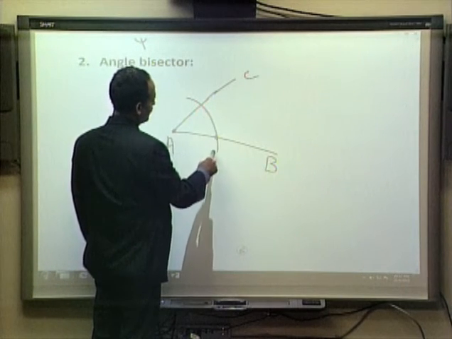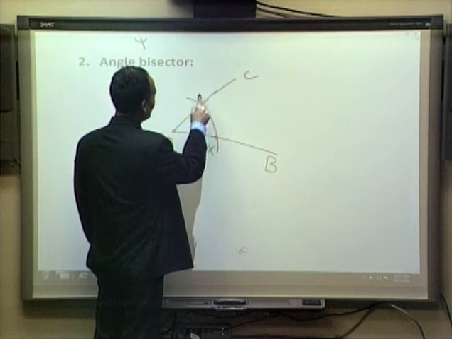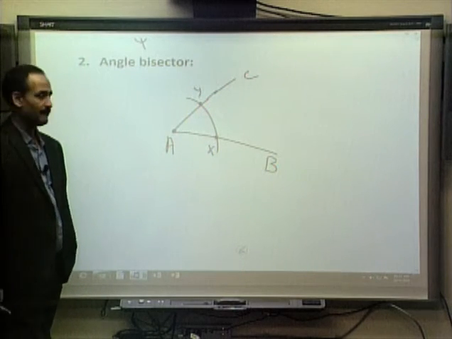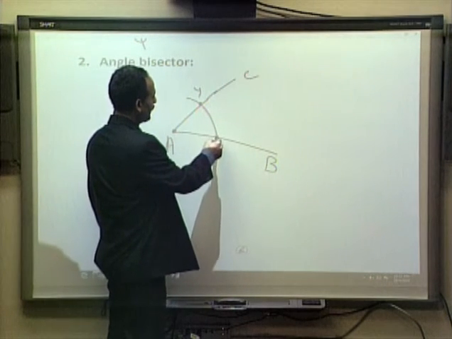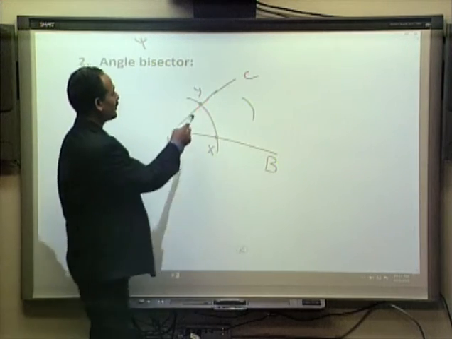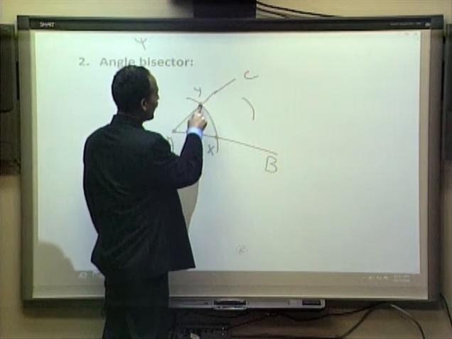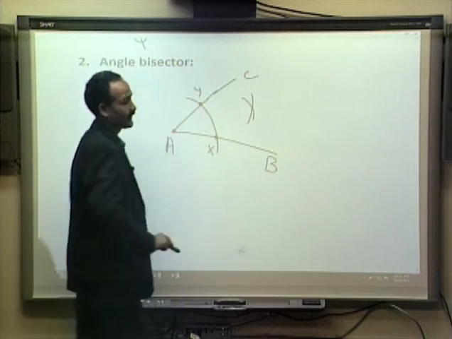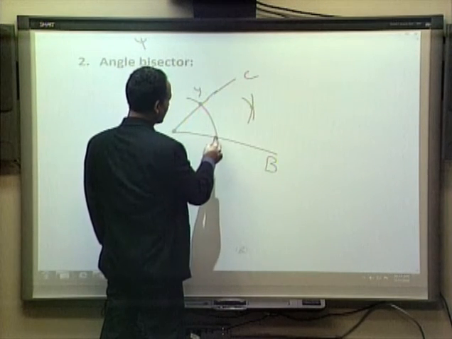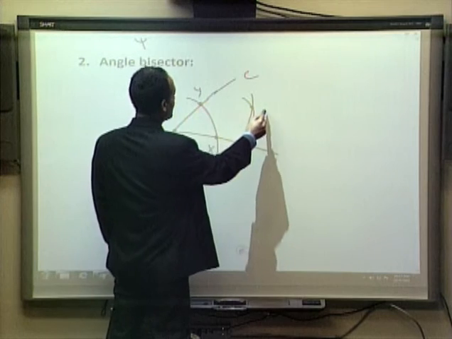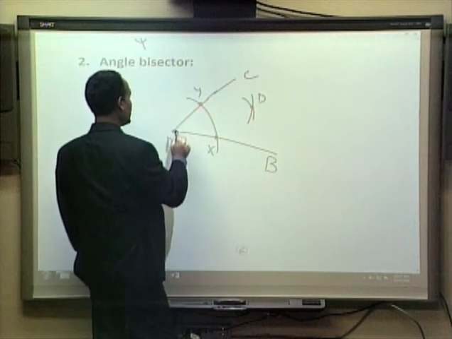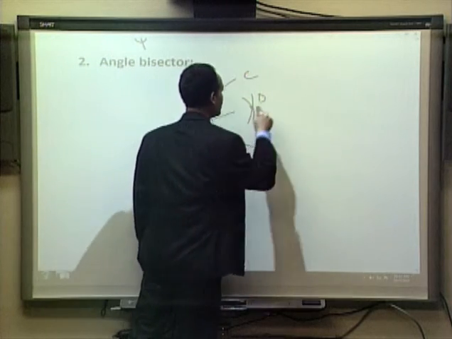Let us name them X and Y. Now, put one end of the compass here at X and draw an arc. Put the end of the compass at Y and draw another arc. Let us say the point where the two arcs drawn from X and Y intersect is D. Join a line connecting A and D.